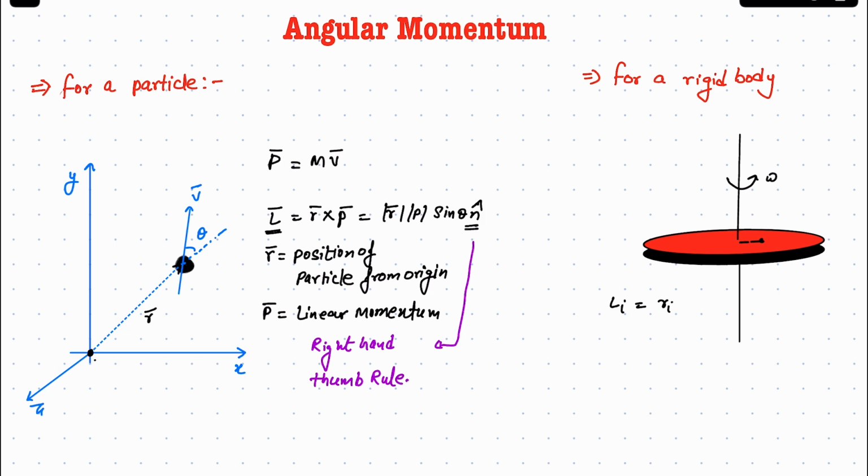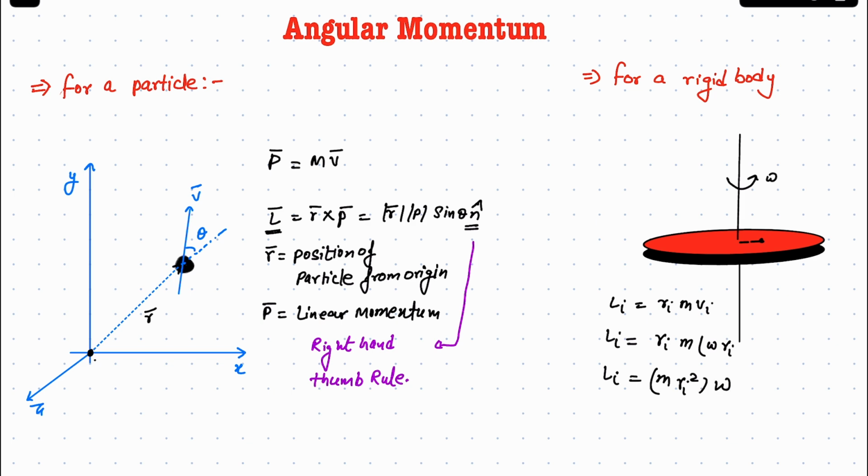So pi can be written down as m multiplied by vi, and vi, as we know that if it is rotating about this axis of rotation with omega angular velocity, so the vi and omega relation is that v equals omega r. So if we place that value, li becomes ri multiplied by m, and vi becomes omega ri. So li becomes m times ri square multiplied by omega.